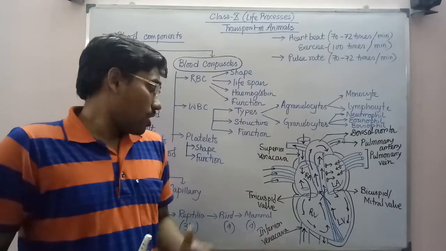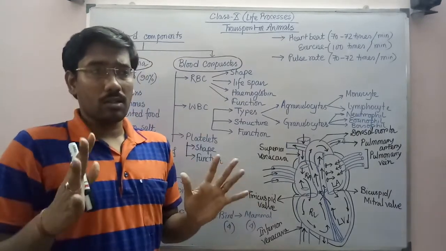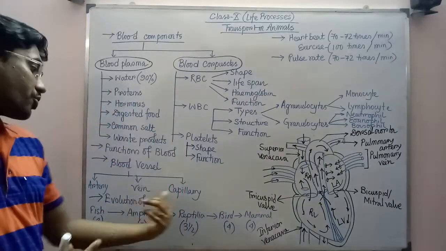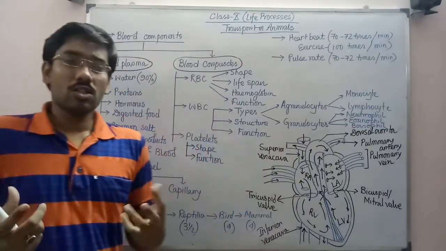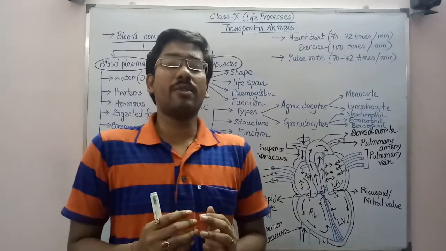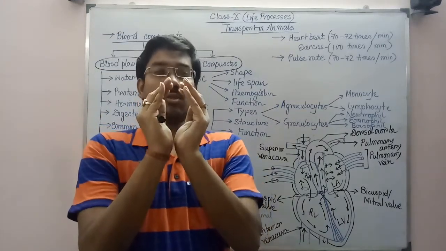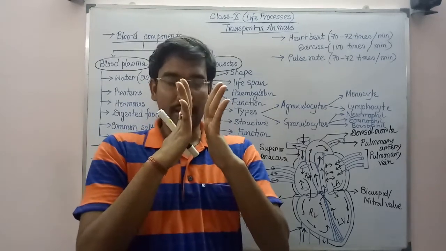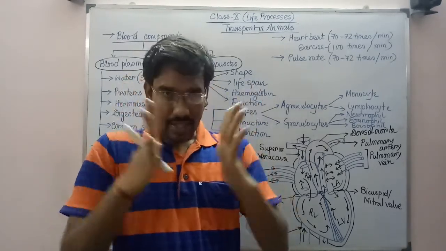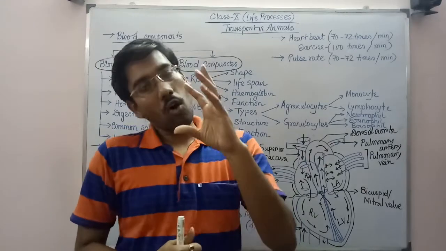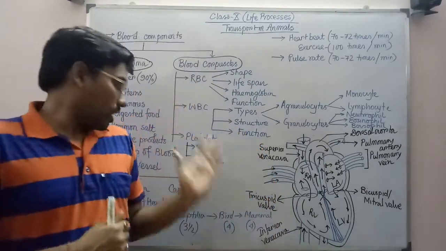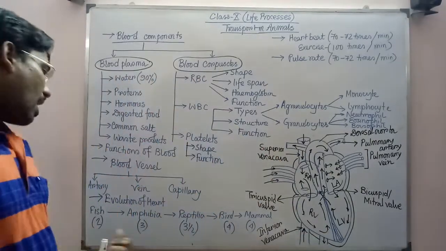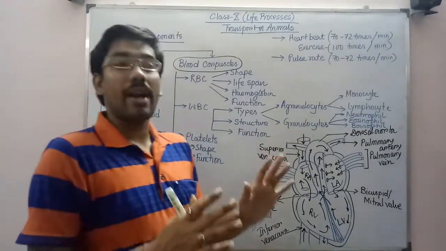But in case of mammals, it is biconcave, and starting from fish to bird, it is biconvex. Biconvex means the RBC surface is projecting outward. This is the biconvex shape. And in case of human beings, it is biconcave. That means the surface of the RBC is projected inward. But all of the RBCs are disc shaped. Only in mammals, keep it in your mind, is it biconcave shaped. The remaining other organisms all show biconvex.